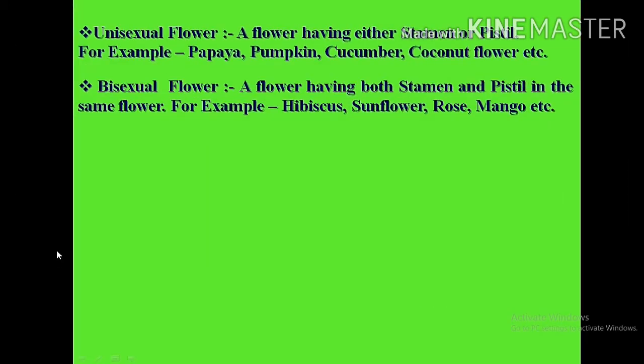A flower may be of two types, unisexual flower and bisexual flower. A unisexual flower is one which has either stamen or pistil. For example, papaya, pumpkin, cucumber, coconut flower, etc. And a bisexual flower is one which has both stamen and pistil in the same flower. For example, hibiscus, sunflower, rose, mango, etc.